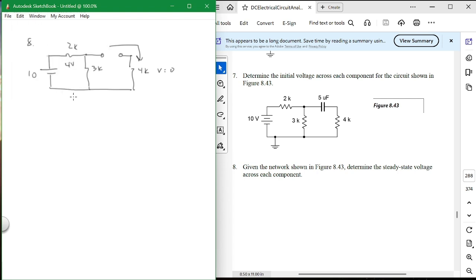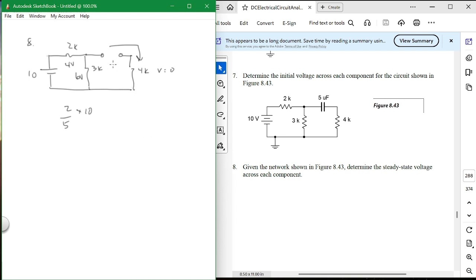Why is that? It's 2 over 5, or 2 plus 3 times 10, or it's 4. What's the voltage across the 3K? It better be 6 volts. Okay. It's very, very doable. Okay, what's the voltage across the 4K?